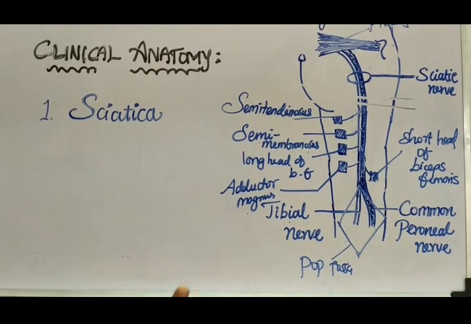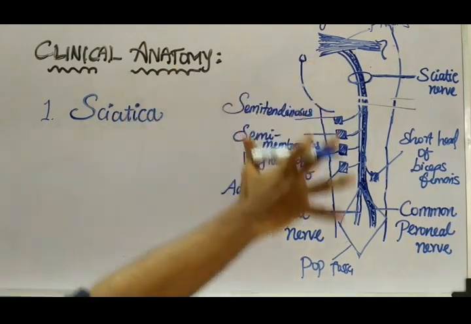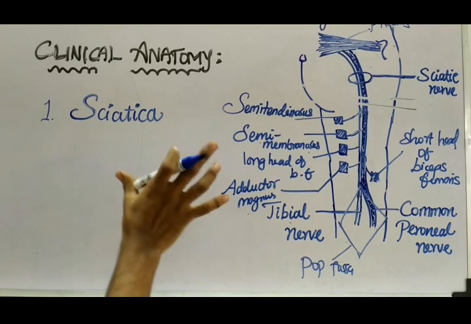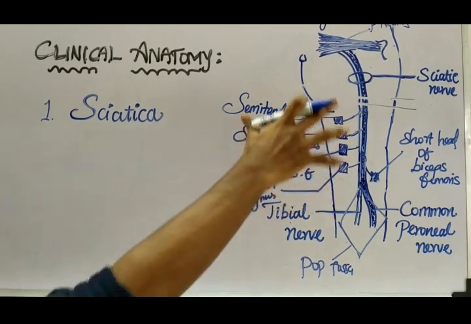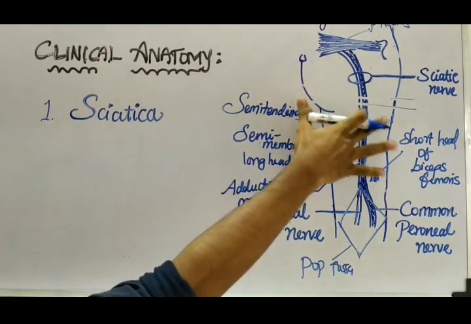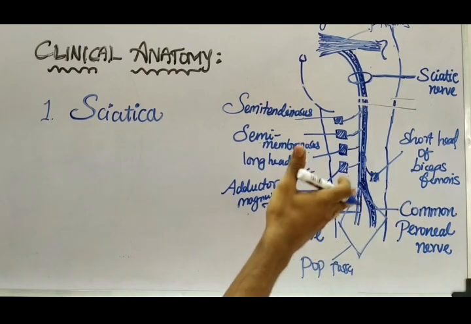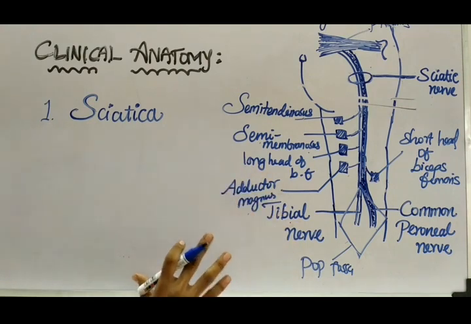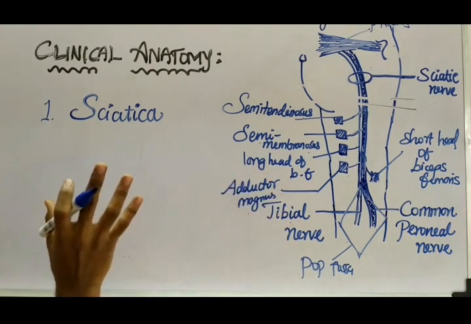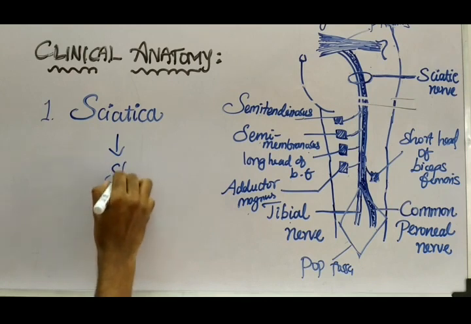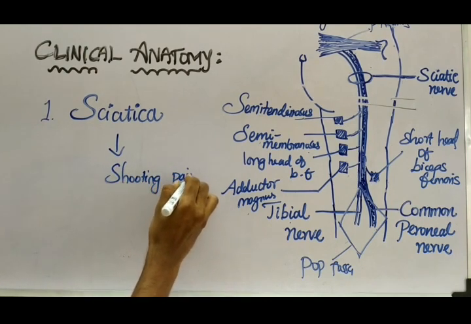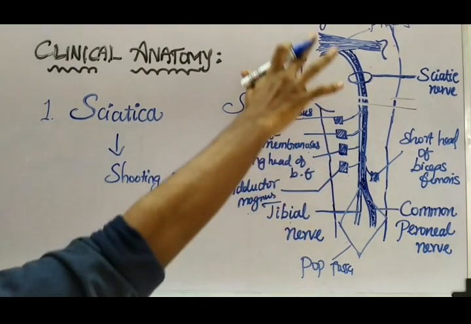And finally, the clinical anatomy of the sciatic nerve. Sciatica. Sciatica is the condition in which the gluteal region, the posterior compartment of thigh, and also the leg, the lateral compartment of leg and the sole of the foot, in all these regions the person gets the shooting pain. Sciatica causes the shooting pain which arises in all of these regions.